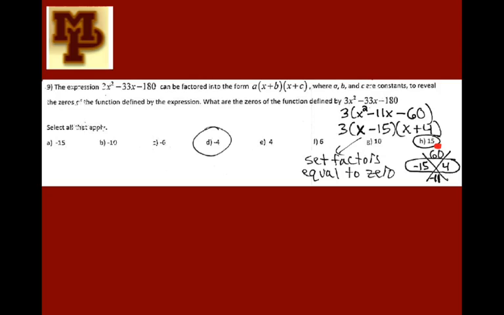So we can go right to our little double bubble. And then you take your factors and you set them equal to 0. And you get 15 and negative 4. So that's why we can circle those two. That'll show up all over the place.